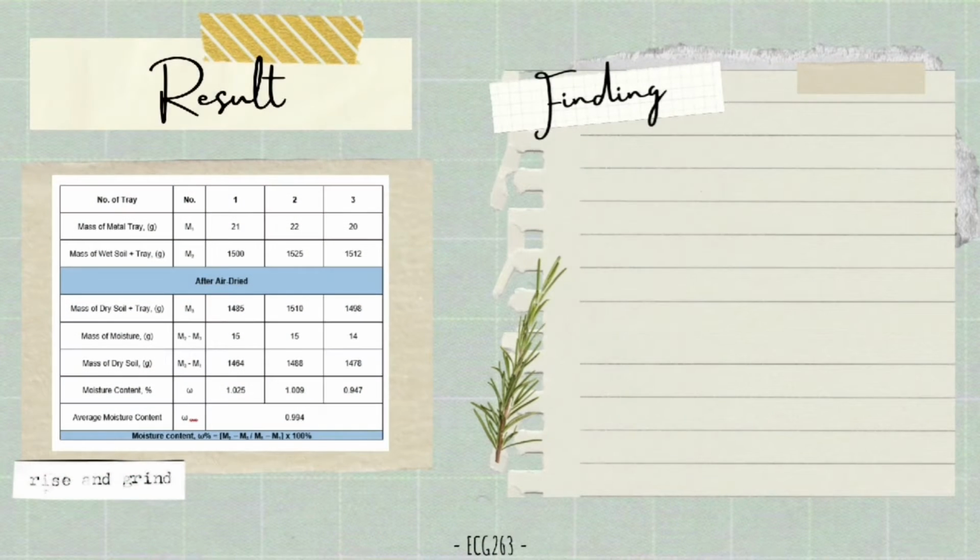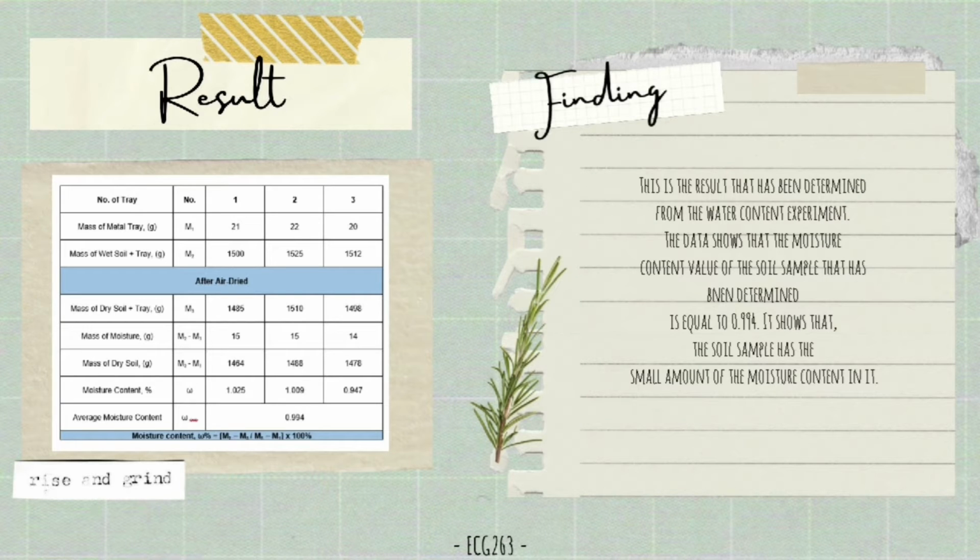This is the result that has been determined from the water content experiment. The data shows that the moisture content value of the soil sample that has been determined is equal to 0.994. It shows that the soil sample has a small amount of moisture content in it.